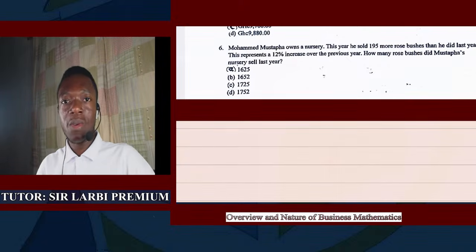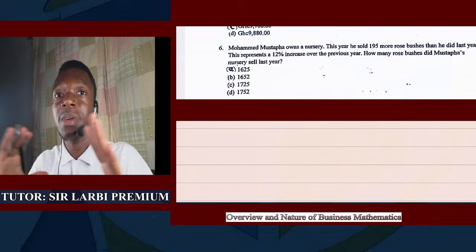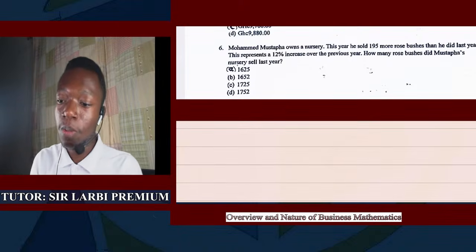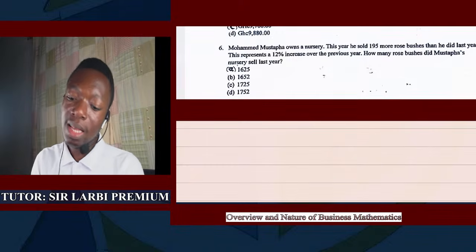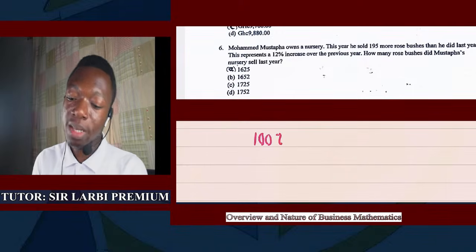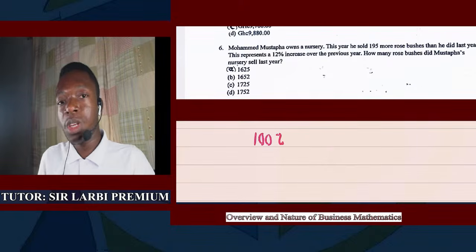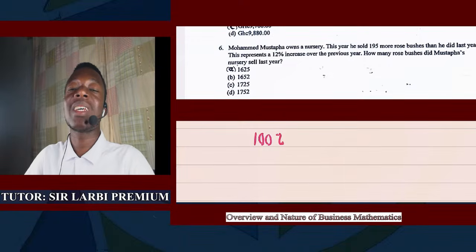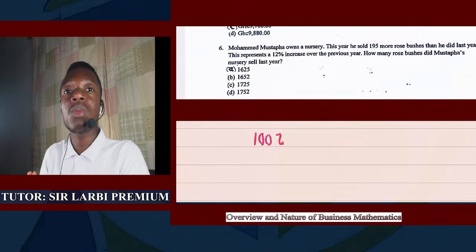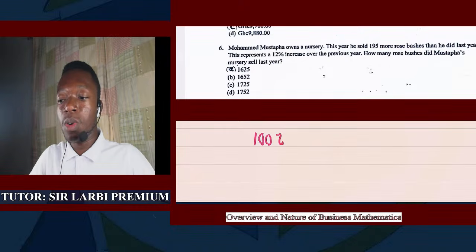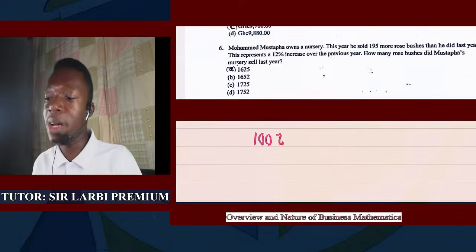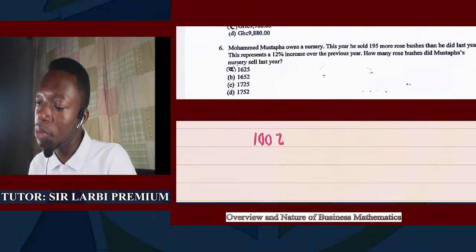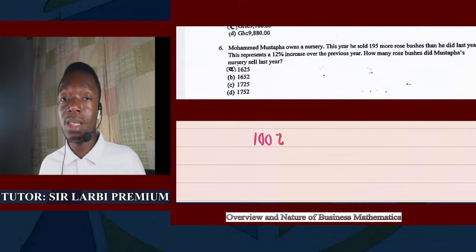So that means that for last year, we can say that the amount that he sold is 100%. And this year is a 12% increase over the last year. If you want to know the amount of roses that he sold this year, we add the 12% increase together with last year's. But the question is asking us, how many rose bushes did Mustafa sell last year? So that is the question they are asking us.